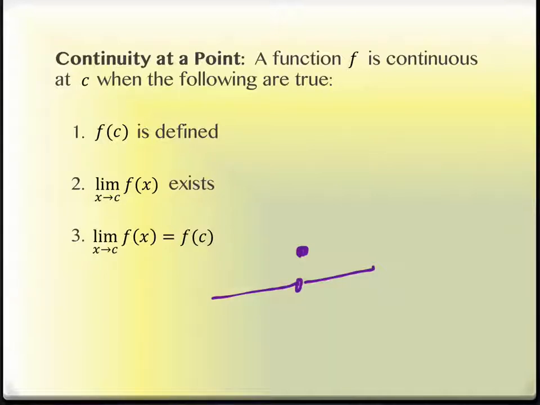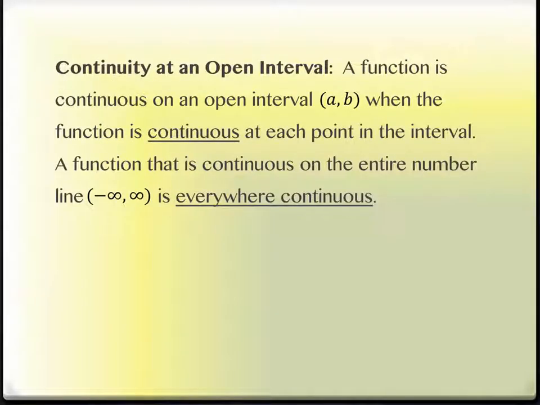But sometimes we don't just want to know, is it continuous at one particular point? We want to know, over an interval, is it continuous? This says that if you're talking about an open interval, a function is continuous when it's continuous at each point on the interval, which seems reasonable, right? If it's continuous all throughout the interval, it's going to be continuous at each point in the interval. And if it's continuous on the entire number line, negative infinity to infinity, then we say it's continuous everywhere. Okay, so that's a little bit about continuity.